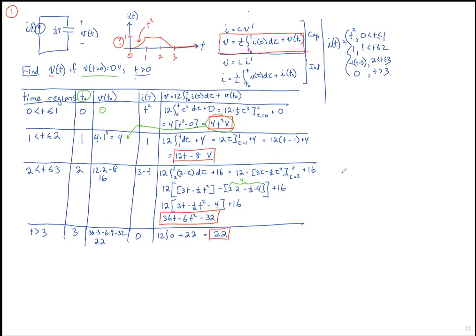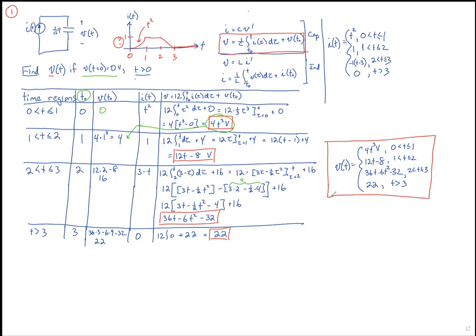In conclusion, the answer to the whole problem of what is v of t is it's equal to either 4t cubed, or it's equal to 12t minus 8, or it's equal to 36t minus 6t squared minus 32, or it's equal to 22 in each of these different regions. And that sure is a lot of regions.